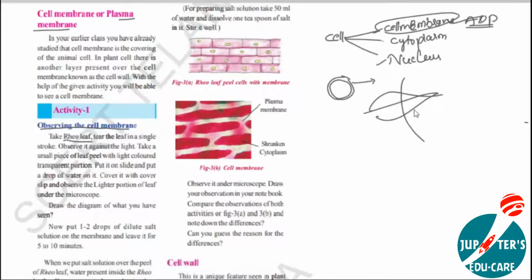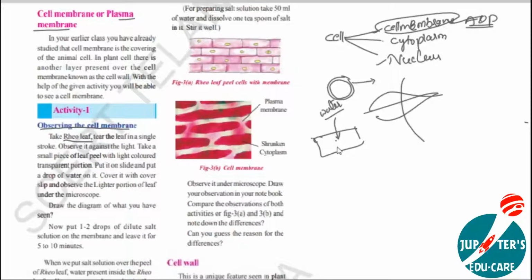When we tear this leaf, we get a small thin layer. We place it on the slide, which is made of translucent glass. On this slide we place that small portion of leaf and add one or two drops of water.